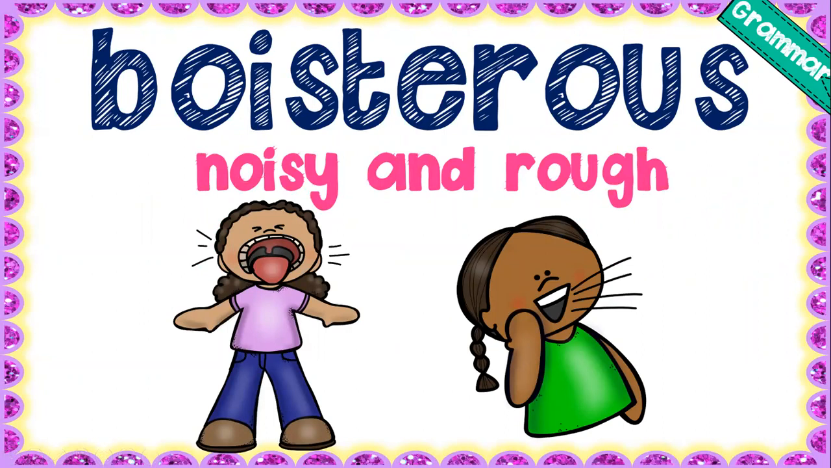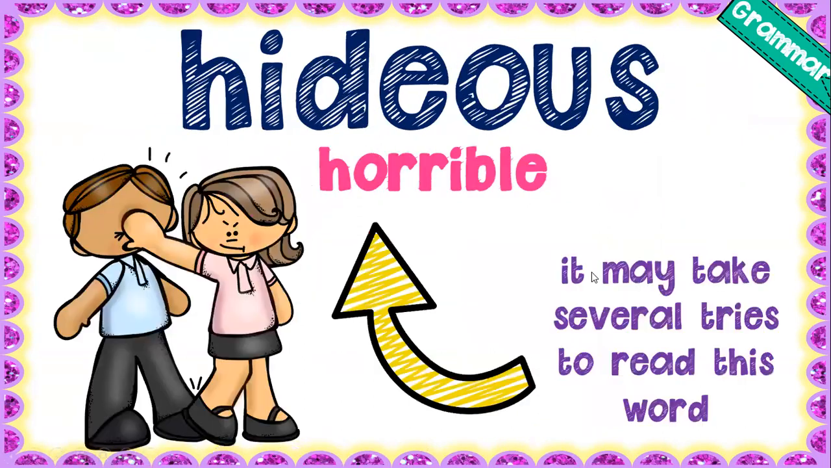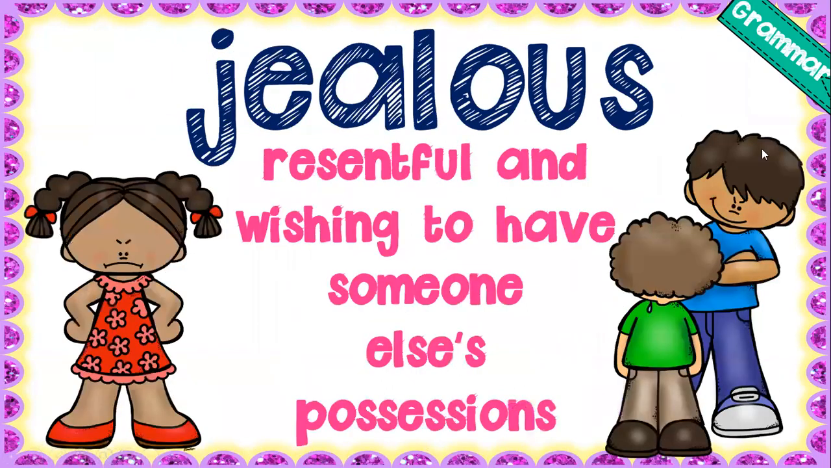Boisterous. Now, the last few words that we have, you're not really making them into, you're not having a root word with these. Boisterous means noisy and rough. So if you were boisterous, you would be able to see this person, kind of a rowdy person. Hideous. Now see, if you broke this one apart and tried to use this as a base word, it wouldn't work, because this is not talking about the word hide. Hideous is horrible. Jealous, resentful, and wishing to have someone else's possessions.